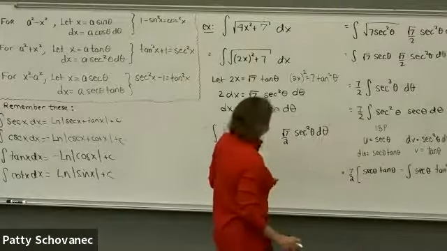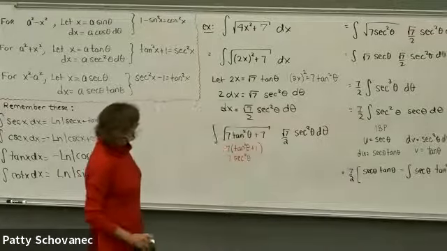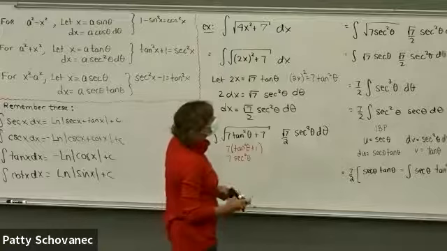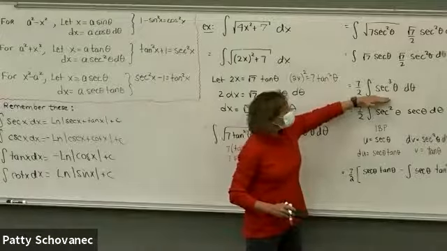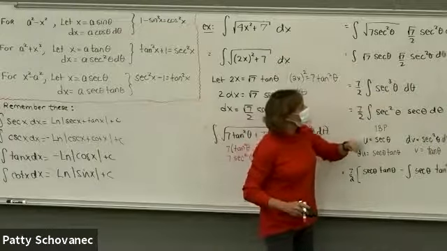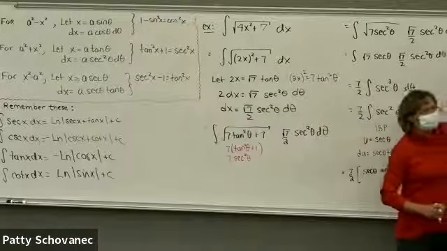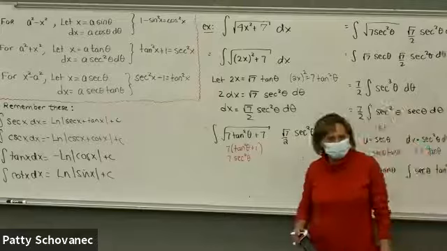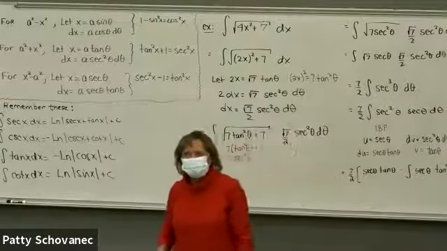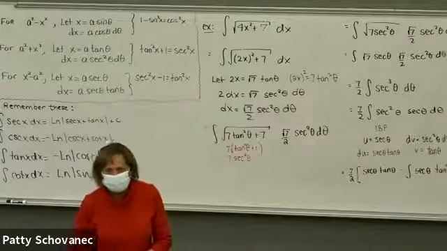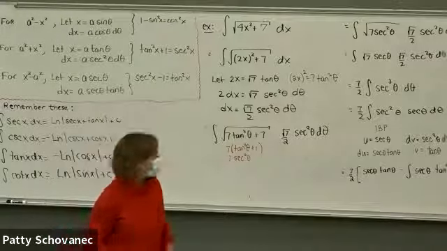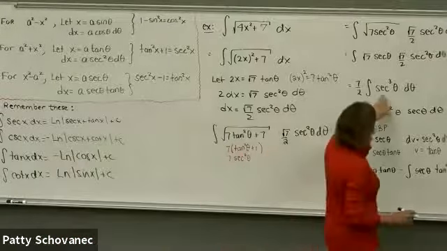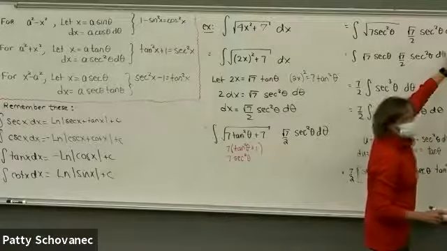Well, when you're integrating the 7 halves secant cube, what do we do? Add it. Put the two secant cube integrals together. This integral is over here.